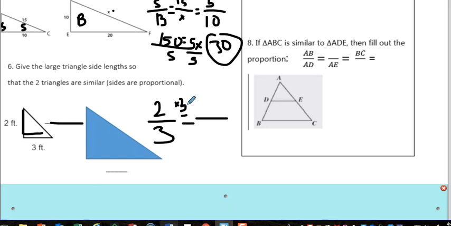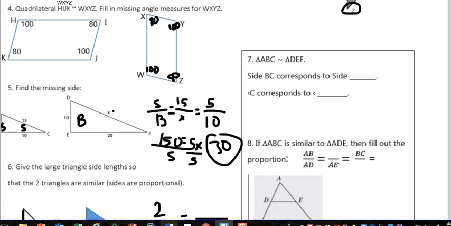We don't really need to know that, but I want you to pick a number, and then when I come around to check when you get to the back, I will double check that you made side lengths that are proportional. Okay, so you're just picking any number that you can multiply both of them by, and whatever numbers you get, you should cross multiply to see if it is proportional. And you've got 2 left.